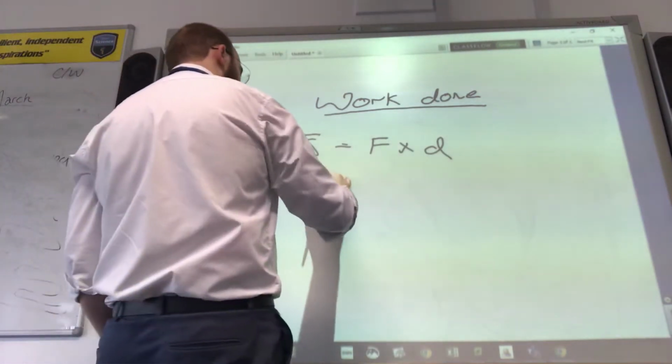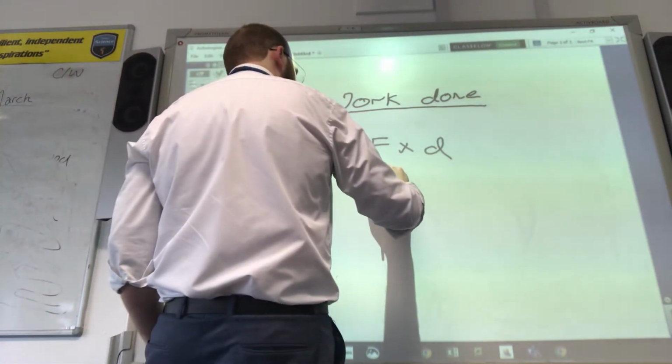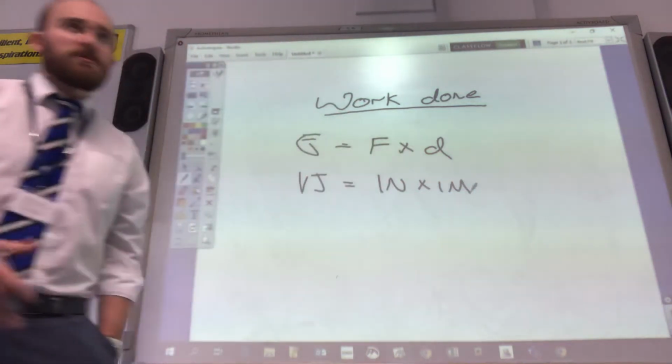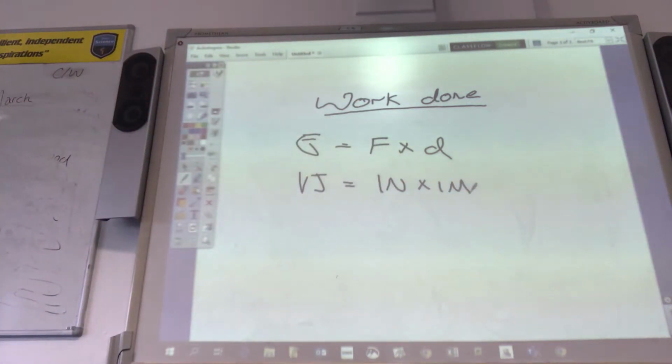1 joule is released when you move an object with 1 newton of force over 1 meter. Okay? So the measurement of 1 joule is 1 newton of force multiplied by 1 meter of distance.